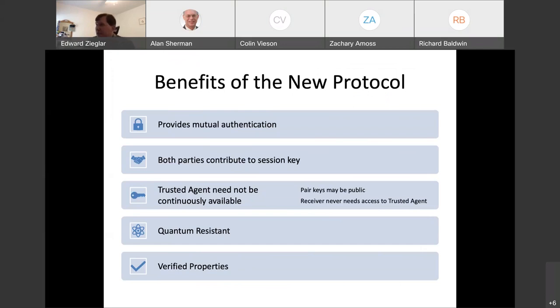So the benefits that we're claiming for the protocol are that it does provide mutual authentication, as we've actually shown with CPSA. Both parties contribute to the session key, so this helps guarantee that there are fresh values in the key. I'm not relying on another party to do this. We both contributed. The trusted agent doesn't have to be continuously available. That's still the advantage that we had received from Leighton-Micali, because those pair keys can be public. One way you could do this is you could actually publish all pair keys.